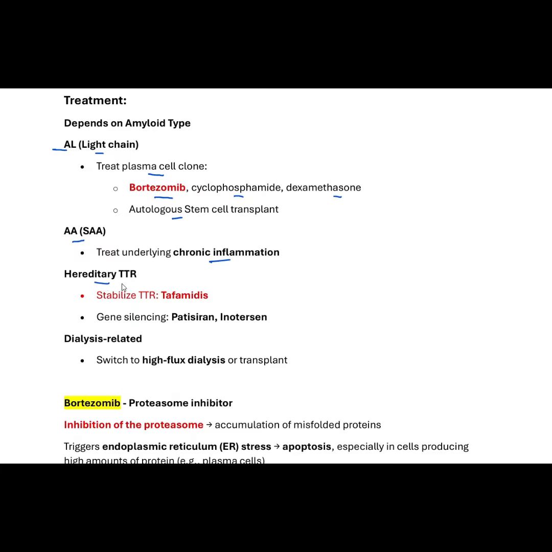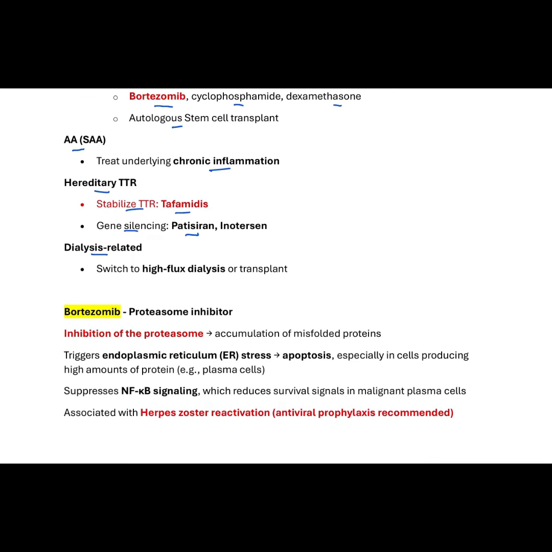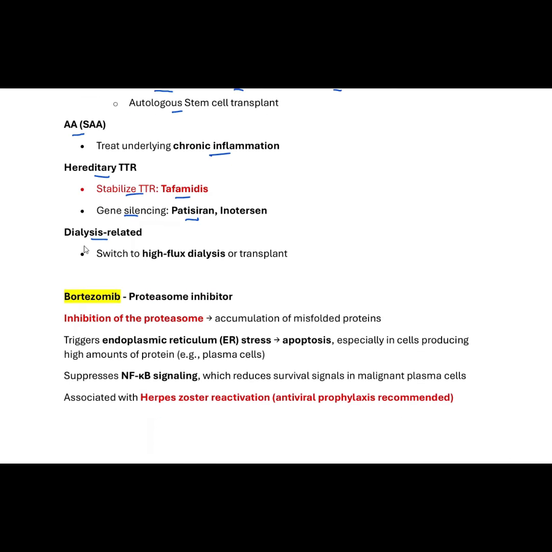Moving on to the hereditary TTR, we spoke about this earlier. So this one, you're going to use tafamidis, and this helps to stabilize the TTR protein. And of course, there are also new medications like gene silencing. So you can use things like patisiran or inotersen. And then moving on to the last one, which is dialysis-related amyloidosis. With dialysis-related amyloidosis, your goal is to switch to high flux dialysis or transplant for those patients.